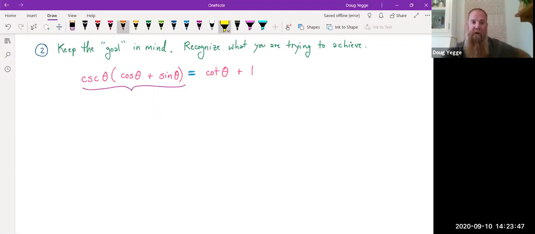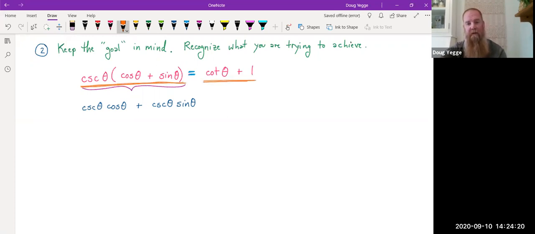So let's go ahead and try to work through this. We always work with one side at a time. So why don't we start with some algebra? We get cosecant theta times cosine theta plus, and over the second term, we get cosecant theta times sine of theta. And as you work through the problem, you should hopefully be paying attention to what the goal is. You see how in the left side, I had one single term with parentheses, but now on the right side, no more parentheses.